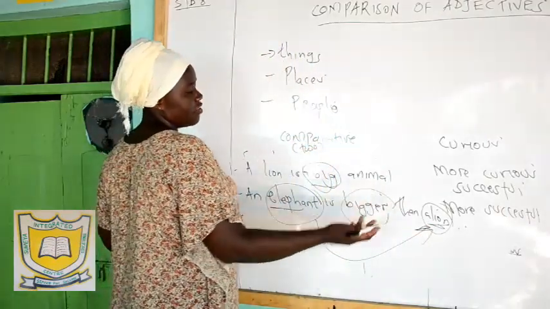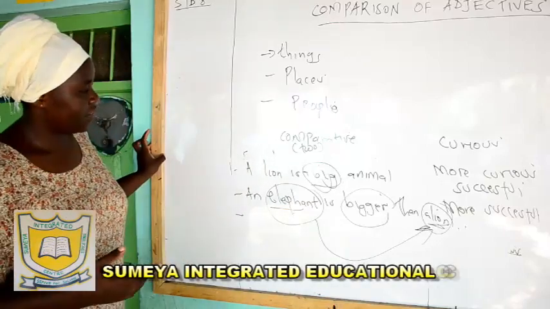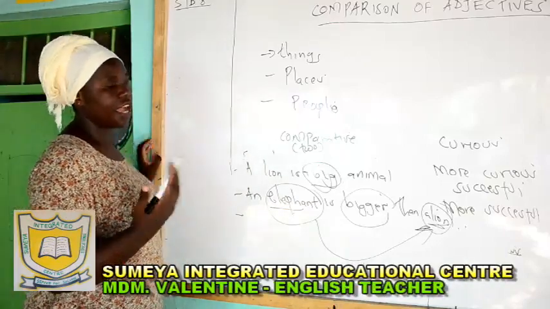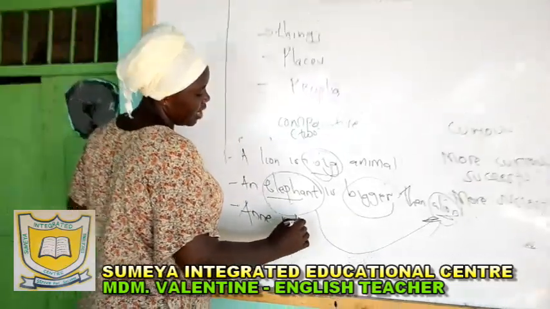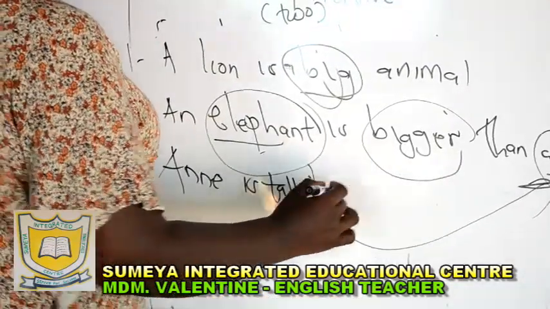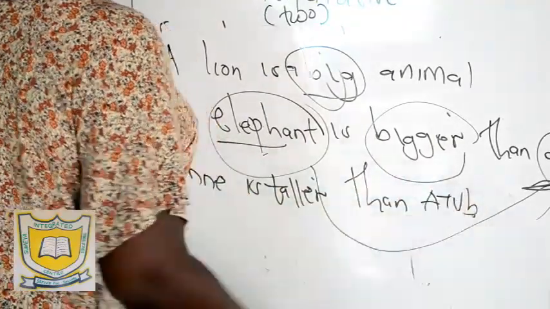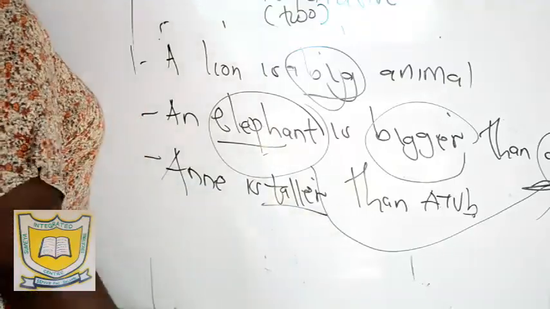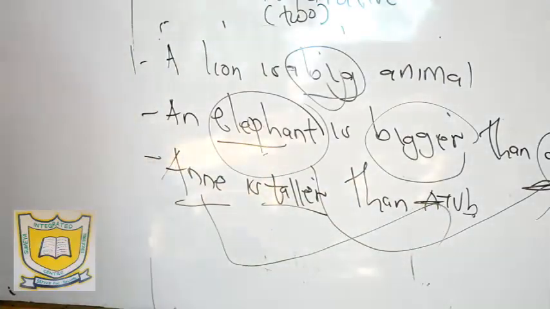So an elephant to a lion. If I want to compare two people, I'm going to say Amina is taller than Ayub. For example, in a sentence, I can say Anne is taller than Ayub. So you have taller, and then you have Anne, which are people, and then you have Ayub, which is also a person.